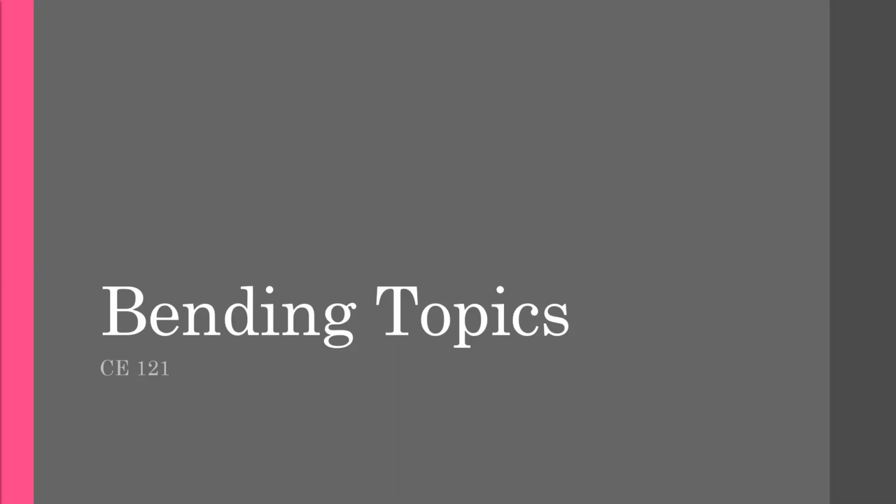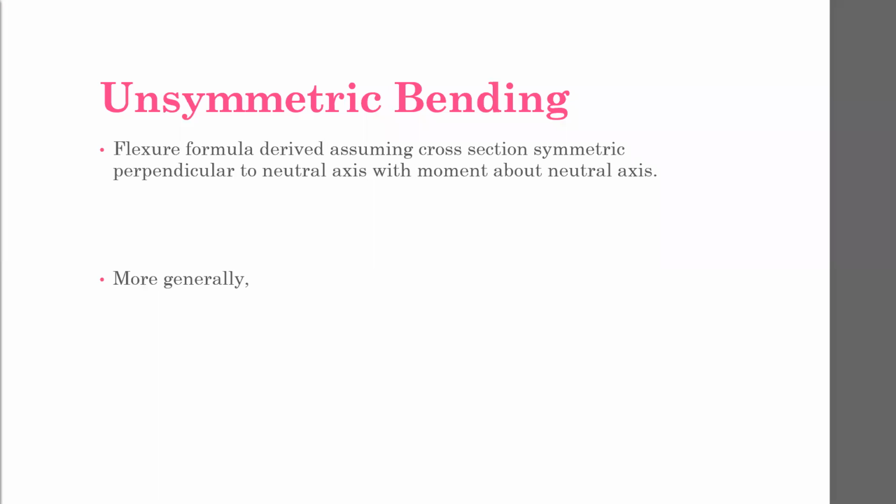Previously, we learned about bending stress. So you learned about the equation to calculate the normal stress due to bending, which is negative My over I when we have bending about our z-axis. Today, we're going to talk about two concepts related to bending stress that are just a little bit more intricate than the basic negative My over I. The first one is unsymmetric bending.